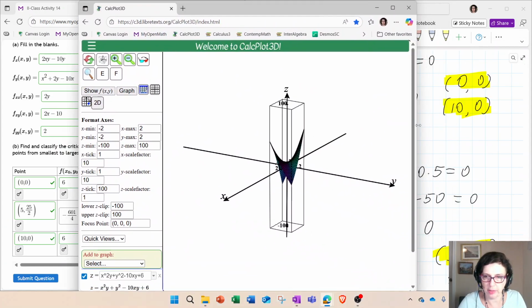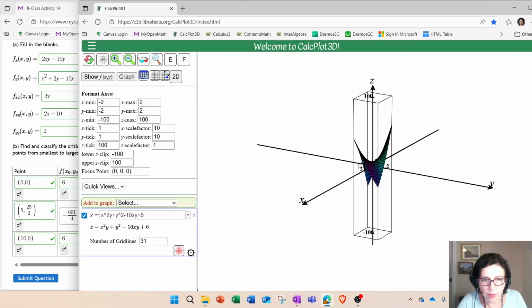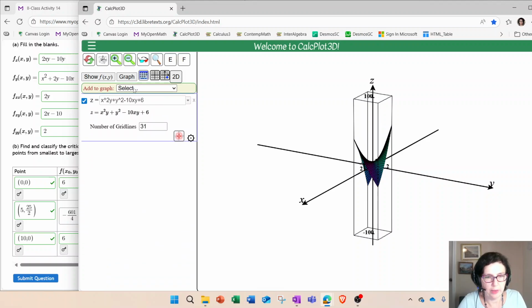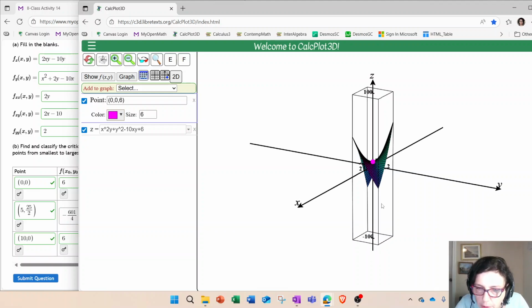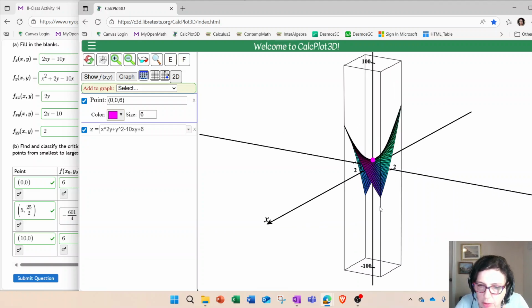It does look like it, right? Because for 0, 0, if we go to that 0, 0, 6, if we insert a point, so let's go from formatting axis and just insert that point. So it's going to be 0, 0, 6. That should be that saddle point, right? And you can't really see it. I'm going to make it a magenta. Okay, it does look like that's a saddle point. It definitely looks like it.